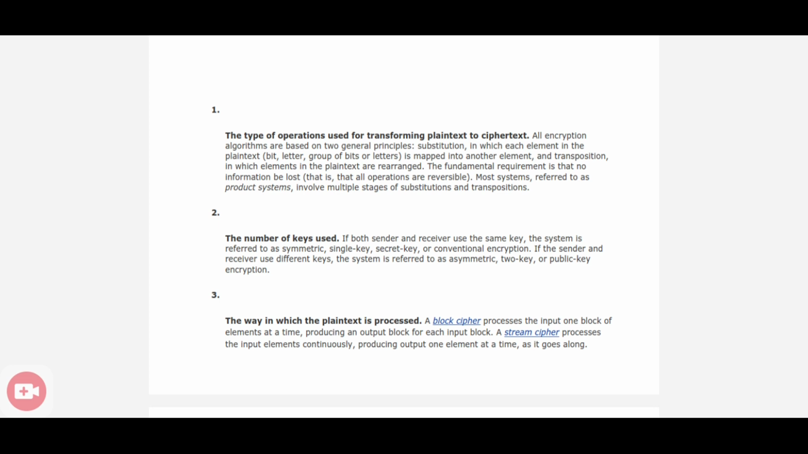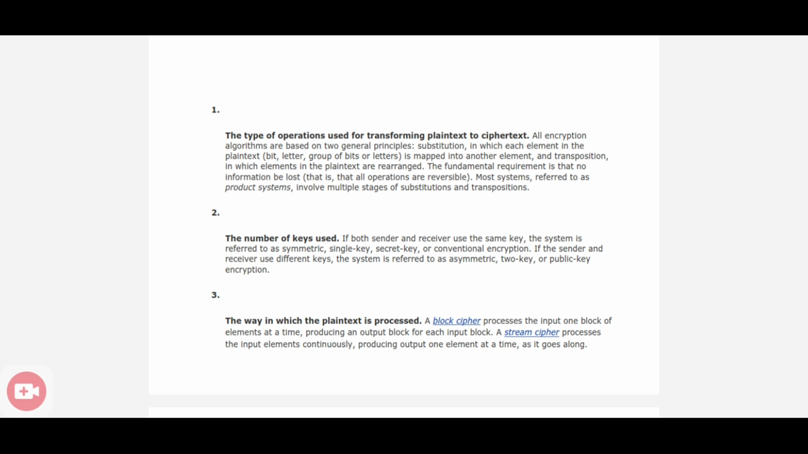If it is a block cipher or a stream cipher, that is the processing method. Block cipher means we take one block of input at a time and produce one block of output, that means a ciphertext. But in the case of stream cipher, we process the input elements continuously. We don't take any particular block. One by one processing is there to produce one element at a time. That is the stream cipher.